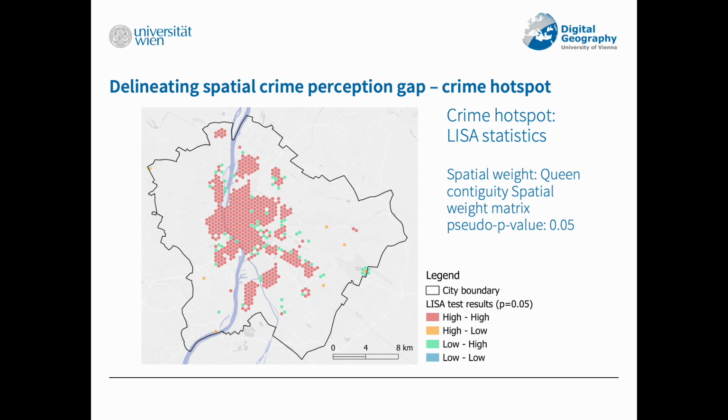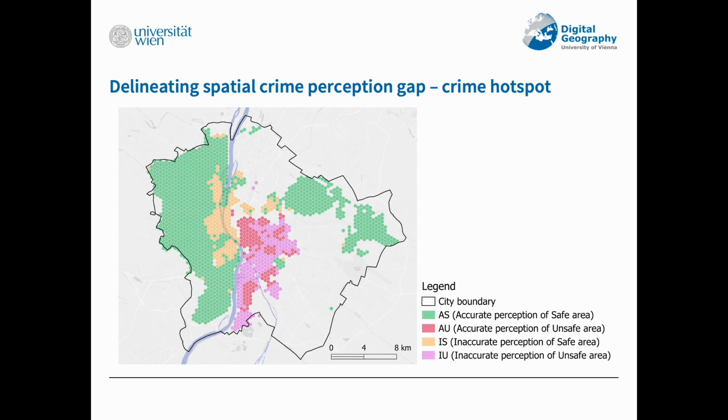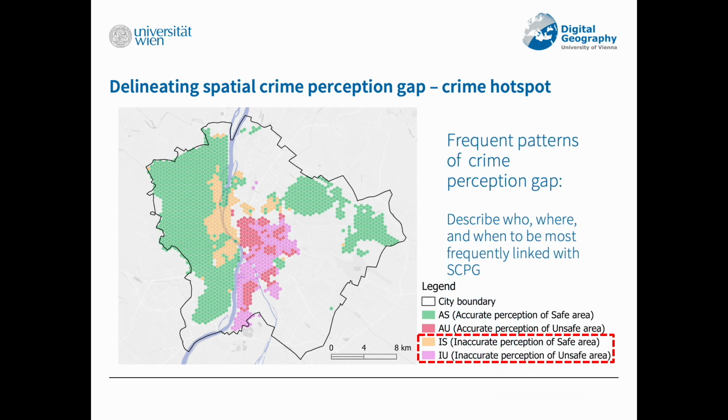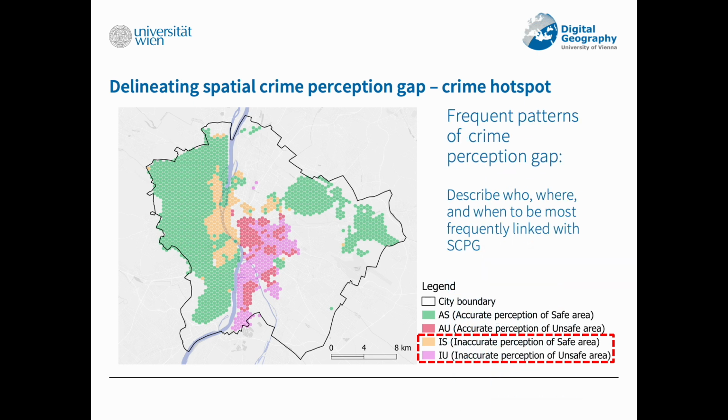Then, after linking the crime hotspots to crime perception, I get the accuracy of crime perception in Budapest. The inaccurate perception of unsafe areas and the inaccurate perception of safe areas are the spatial crime perception gaps. The next step will be mining the frequent patterns of crime perception gap, which is to describe who, where, and when to be most frequently linked with spatial crime perception gap.